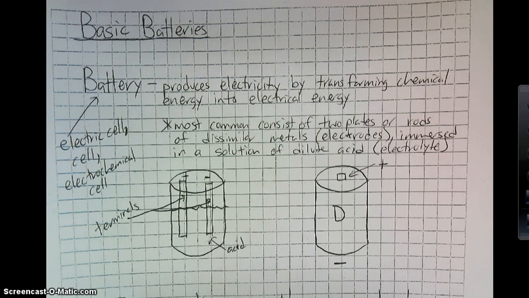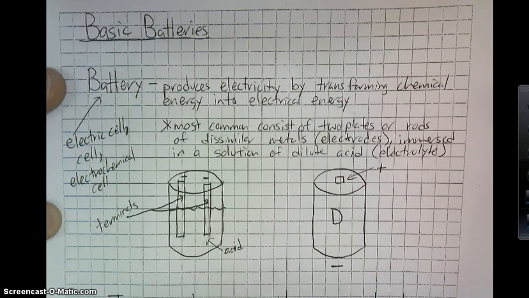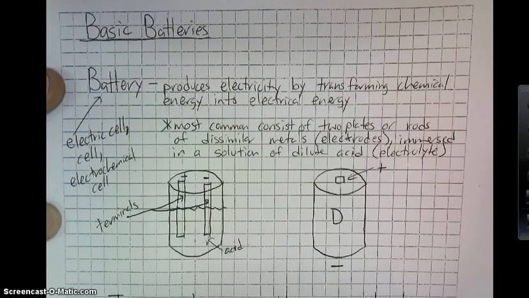All right, let's talk about some basic batteries. Just so you're aware, basic definition up here for a battery. The goal is to produce electricity by transforming chemical energy into electrical energy.